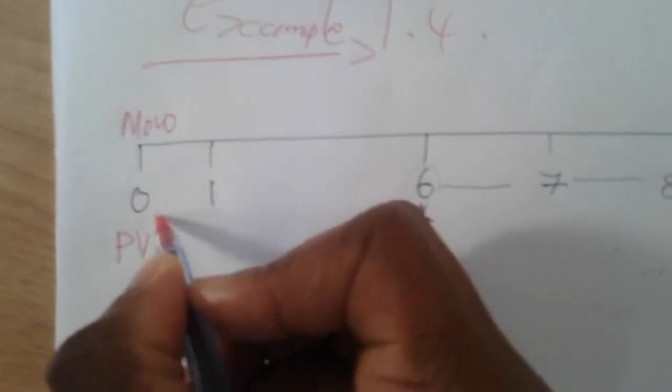Now let's come back here. A parent wants to cover his daughter's university for 4 years, which will start in 6 years' time. How much should we invest now? So where is now here? Now is at 0. So how much should we invest now? Obviously, we are looking for present value.